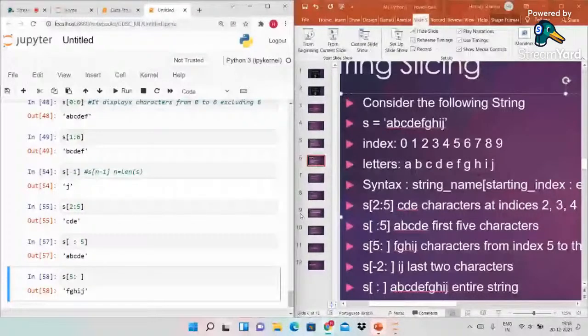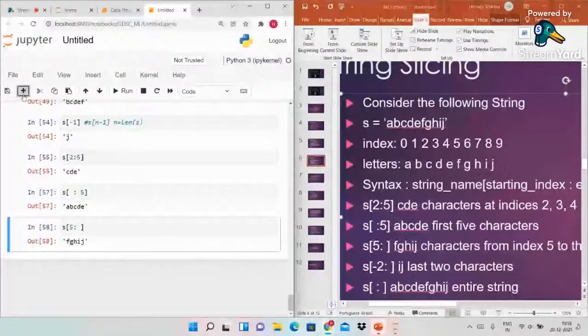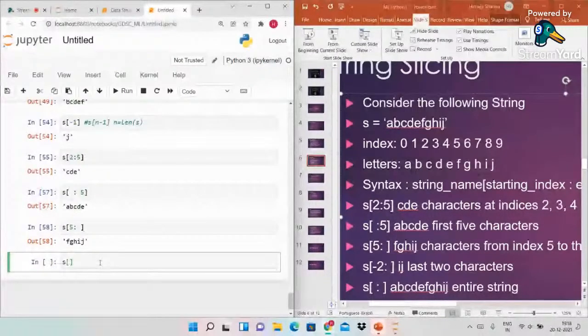Now, let us try some negative indexing. Previously, I told you, if it is minus 1, then it is subtly signifying S of n minus 1. You do remember it this way, where n is equal to the length of S. You just remember it this way, that way you wouldn't get confused. The N minus 1th position is the last index. The last index is nothing but N minus 1, right? So that is the reason in the last index we have J. That's the reason we got that as output.